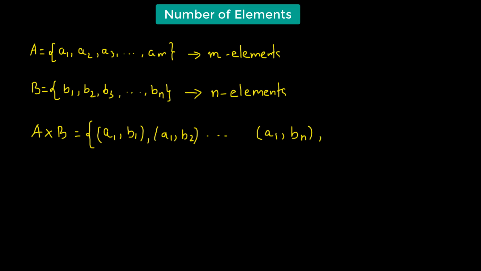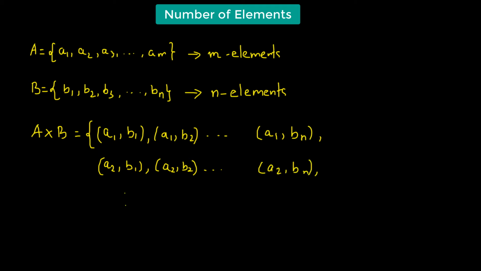Then we consider the second element, which is A2, and then form a coordinate point or an ordered pair with the elements of set B. So we have A2 B1, A2 B2, all the way up to A2 Bn.